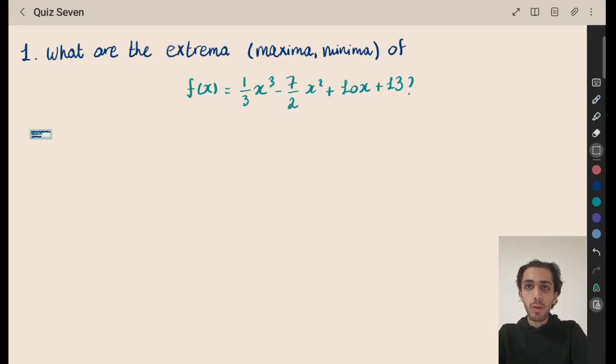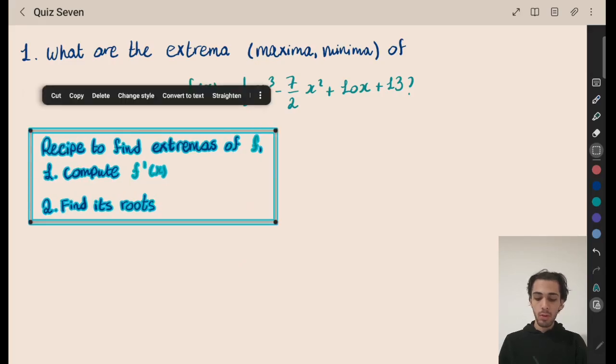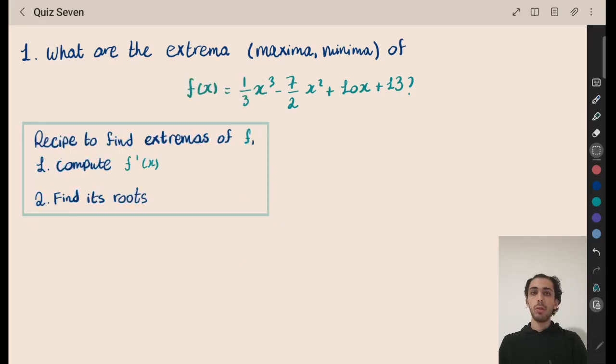extremas of the following function? That is a good question to ask. There is an algorithm to find maximas and minimas of this function. And the algorithm or the recipe is as follows.